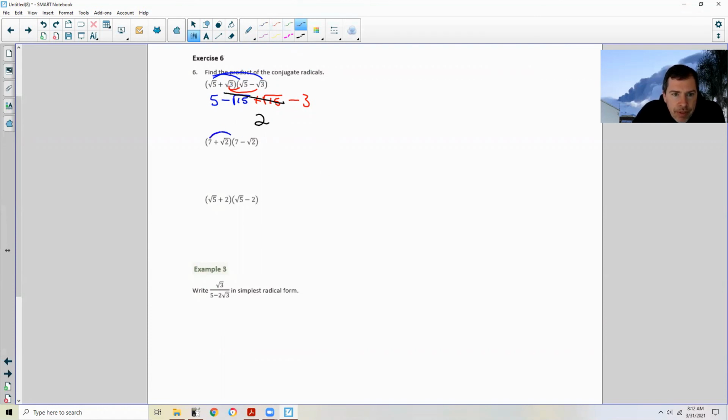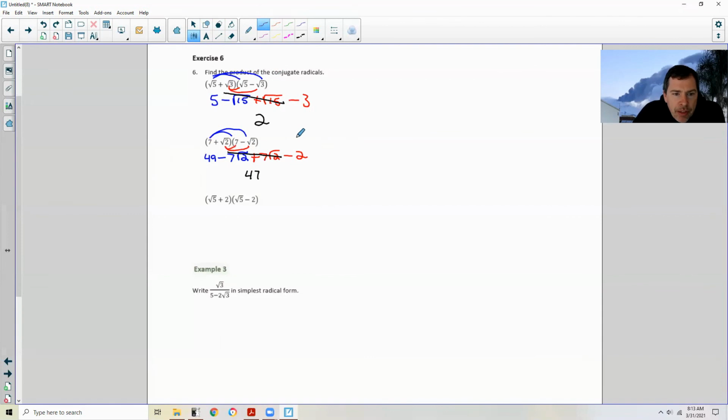Again, 7 times 7, 49. Positive times a negative, negative. 7 times the square root of 2, 7 square root 2. Square root of 2, positive times a positive is positive. 7 times the square root of 2, 7 square root 2. Square root of 2 times the positive times a negative, negative. Root 2 times root 2 is 2. Again, middle terms cancel. 49 minus 2 is 47.